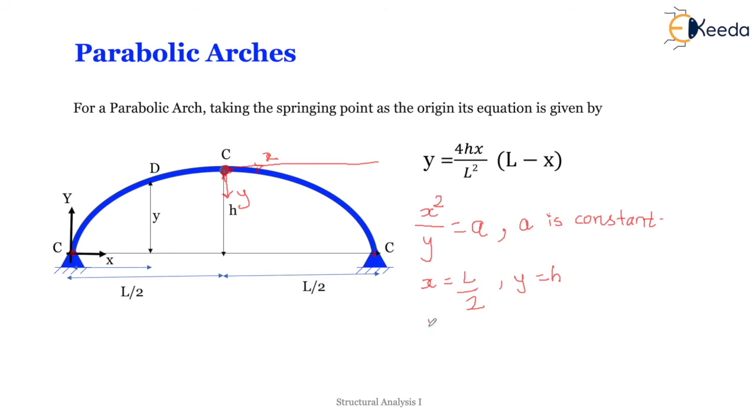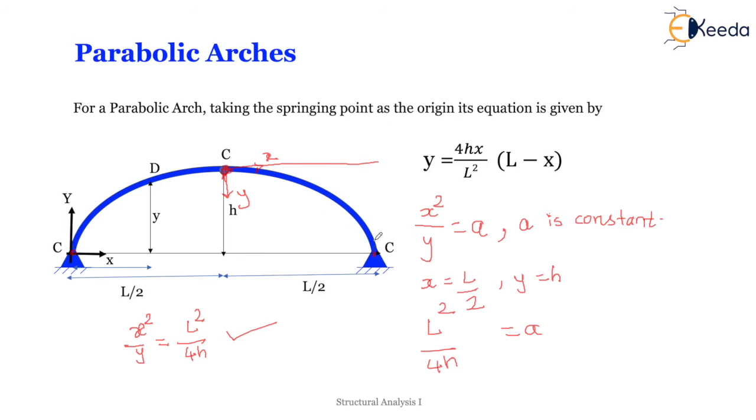Then our equation will become L square by 4H is equal to A. So our equation will become X square by Y is equal to L square by 4H. Here the springing points are nothing but the supports. When they are at the same level, our equation becomes like this, and when they are at different levels, our equation changes. That we will cover in our next topic.